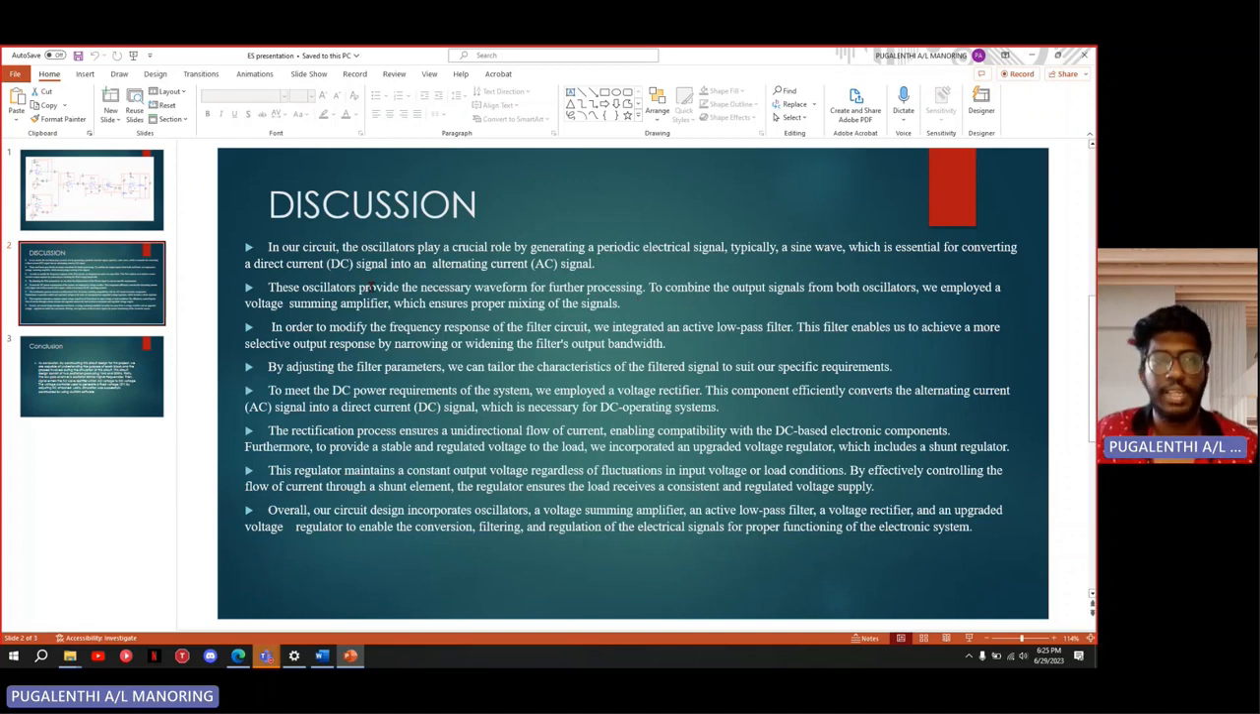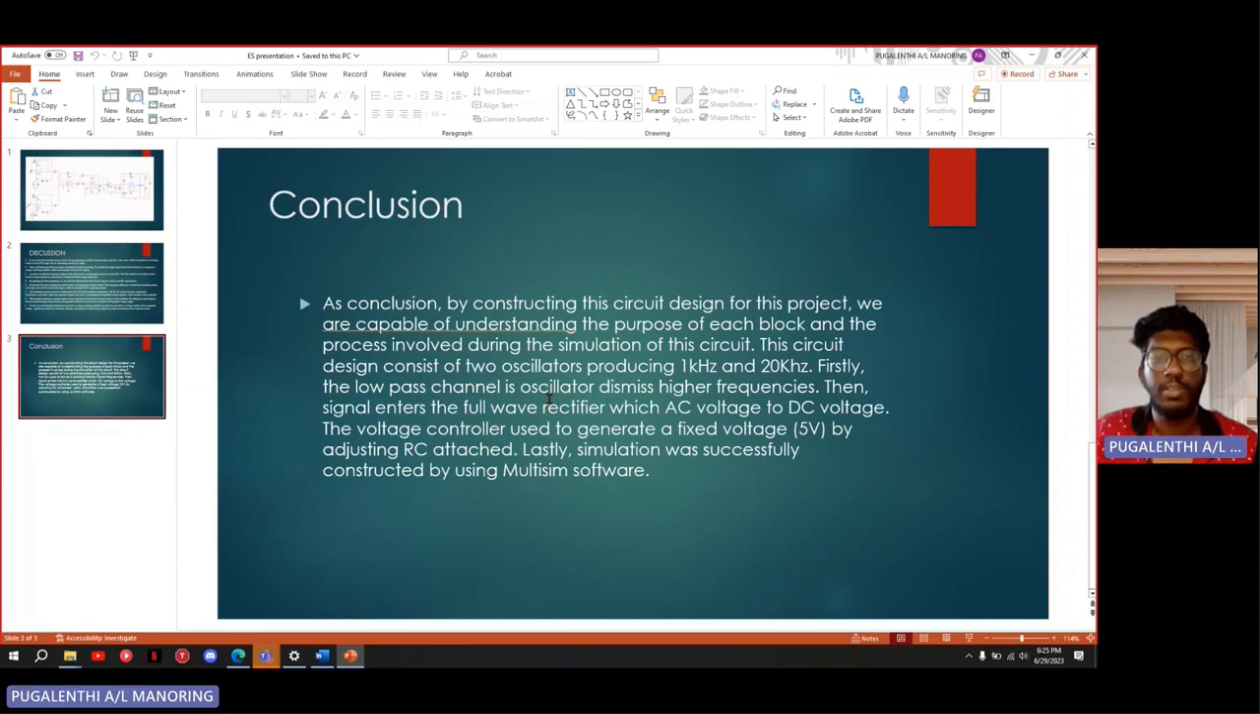As conclusion, by constructing the circuit design for this project, we are capable of understanding the purpose of each block and process involved during the simulation of this circuit. The circuit design consists of two oscillators producing 1 kHz and 20 kHz. Firstly, the low pass filter dismisses high frequencies. Then the signal enters the full wave rectifier, converting AC voltage to DC voltage. The voltage regulator is used to generate a fixed voltage by adjusting the RC attached. Lastly, the simulation was successfully constructed by using Multisim software.